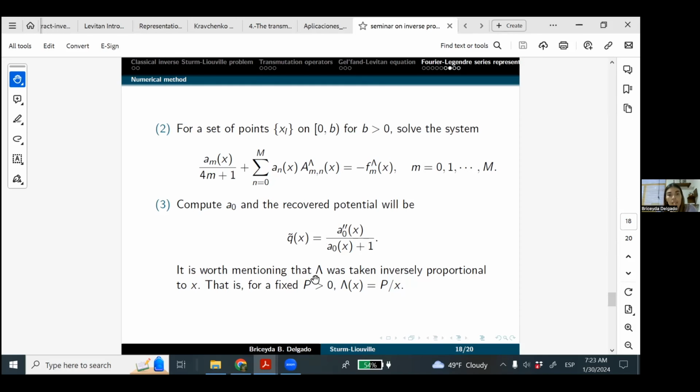Also, the capital Lambda was taken in this numerical method inversely proportional to x, which means that for a fixed p positive, capital Lambda at the point x is equal to p divided by x.